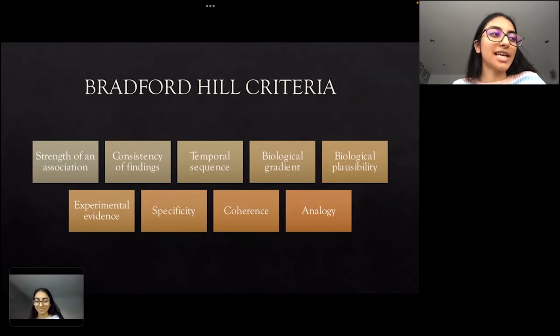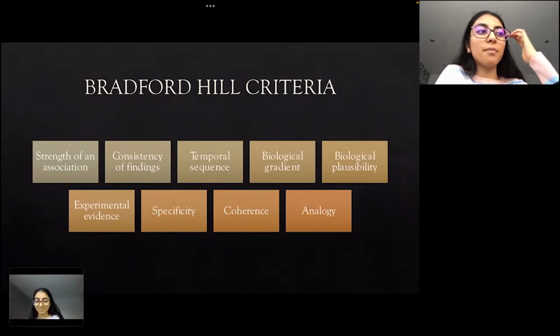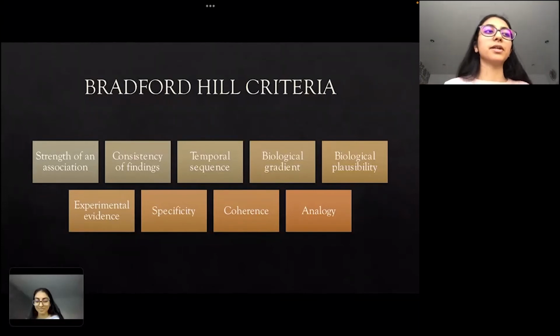Then the sixth one is experimental evidence, so reversibility. So if there's evidence from controlled experiment that removing or reducing that exposure lowers the risk of the disease outcome, then that's also evidence for causality. So it's quite similar to the dose response one, but in the opposite way. And this is especially if the experiment is a randomized control trial. And then, so those are the main ones. And then the remaining three criteria are specificity, coherence, and analogy. So specificity is if the exposure is associated with one specific disease rather than a whole number of different diseases.